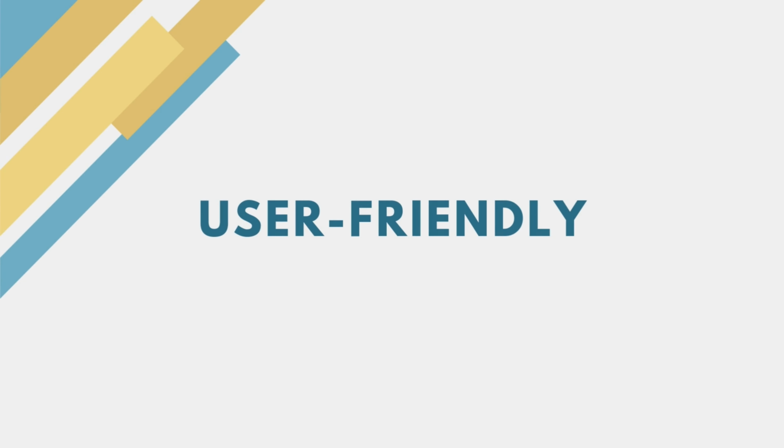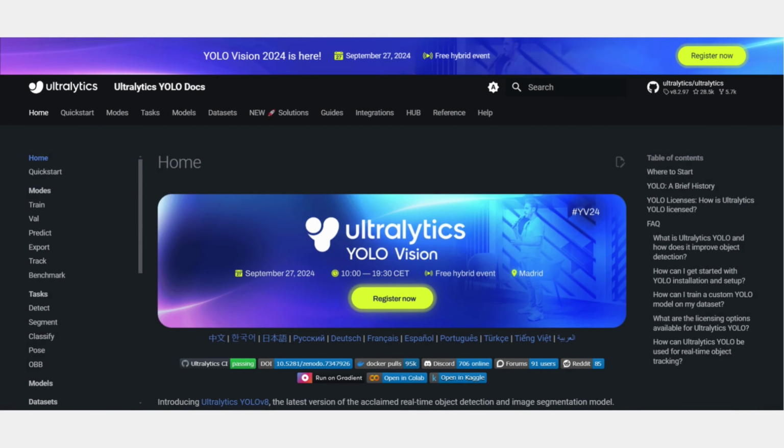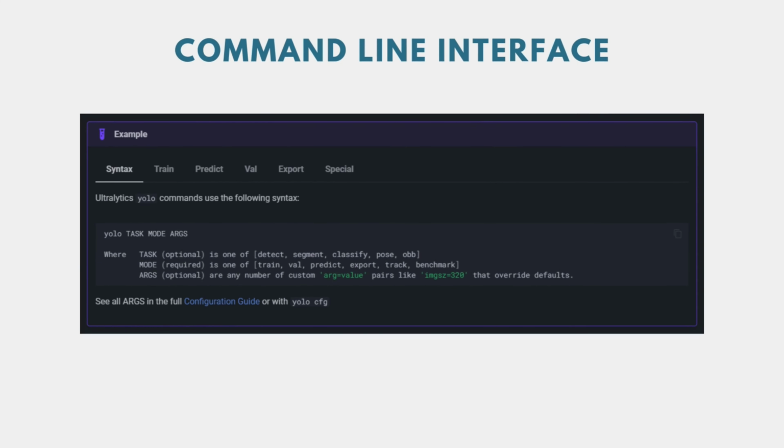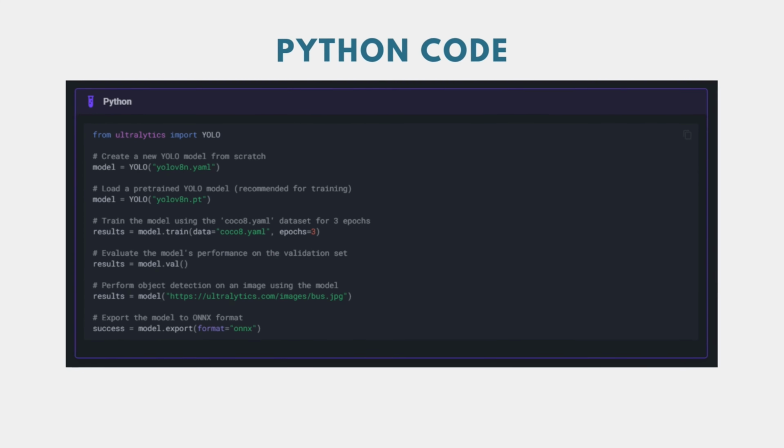Third, YOLOv8 is user-friendly for developers. YOLOv8 provides complete documentation designed to help you understand and take advantage of its features and capabilities. Besides that, YOLOv8 can be run using the command line interface or CLI and can also use Python code.